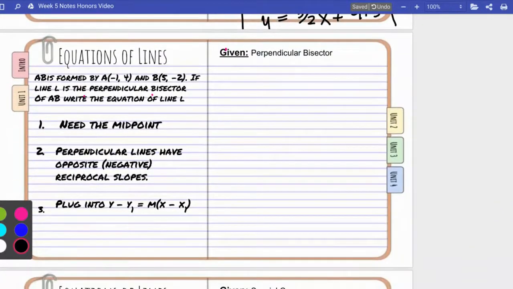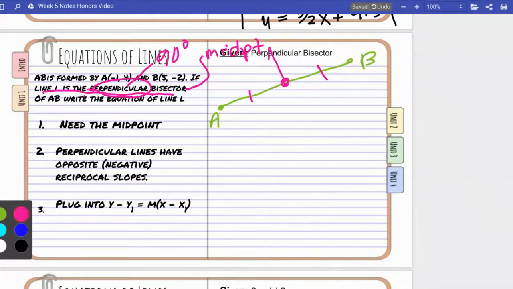Okay, perpendicular bisector. AB is formed by those 2 points. If line L is the perpendicular bisector of AB, write the equation of line L. Let me sketch a picture. We got line segment A, B. L is a perpendicular bisector. Perpendicular means 90 degrees. Bisector means it has to go through the midpoint. So we need the midpoint of line AB. Line L is going to be 90 degrees to that. So the perpendicular bisector looks like this. So I want the equation of line L.